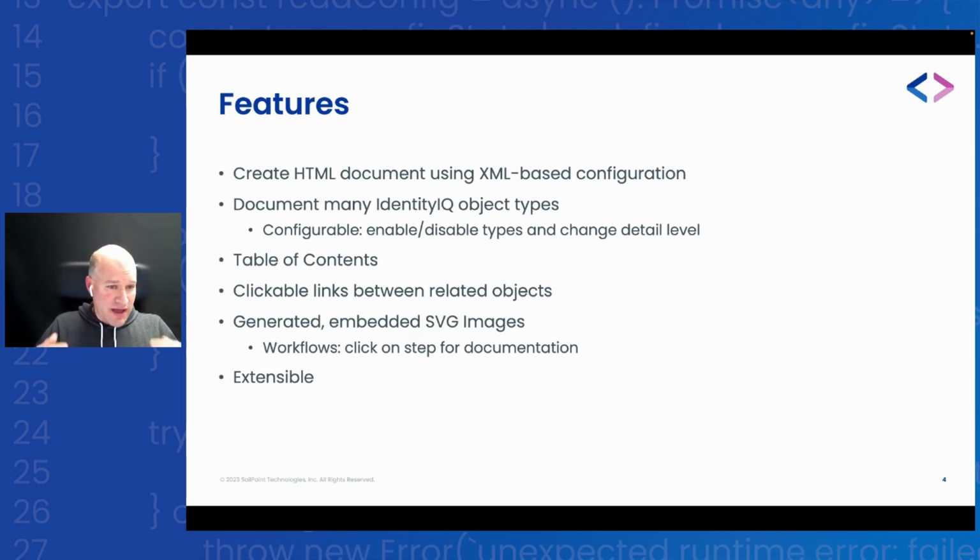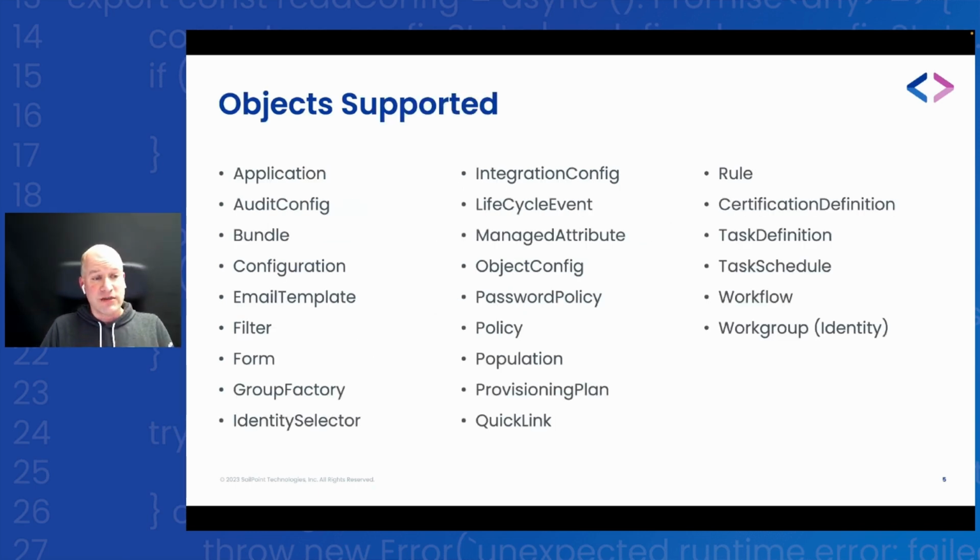So what we have in this tool is a table of contents and clickable links between the objects. We have generated embedded SVG images, and the SVG images are used specifically for the workflows. And if you click on the images for the workflows, it will take you to the relevant documentation. The whole system is extensible. We can add new modules to document new object types. And in the next slide, I'm going to show you a list of the object types that we already support.